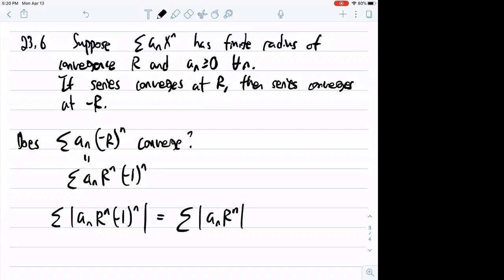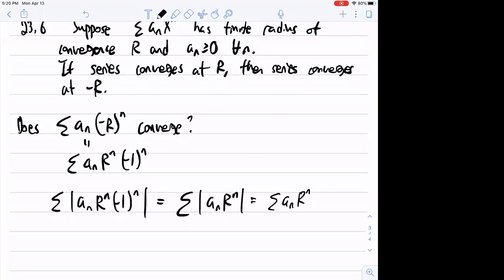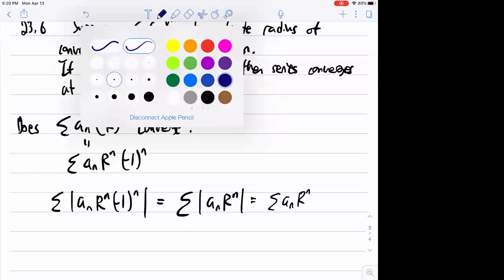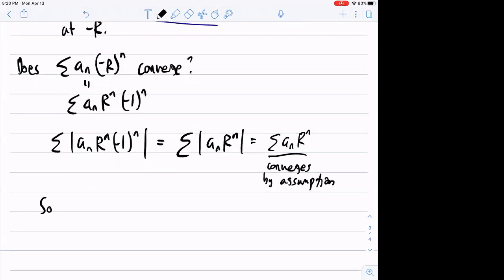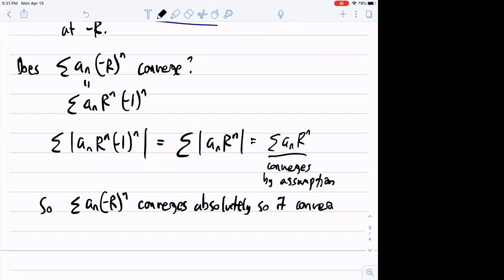And we know that r is positive and a_n is always positive, right? So this thing is just this. And we assumed it converged at r, right? So basically it converges by assumption. So that means this thing converges absolutely, right? So it converges. Hopefully you all remember this.